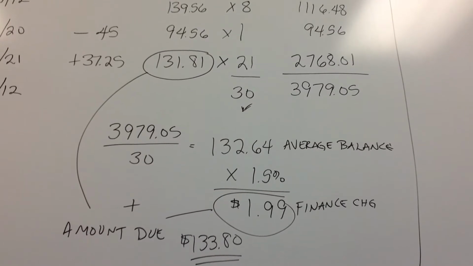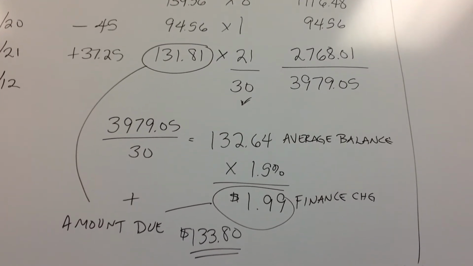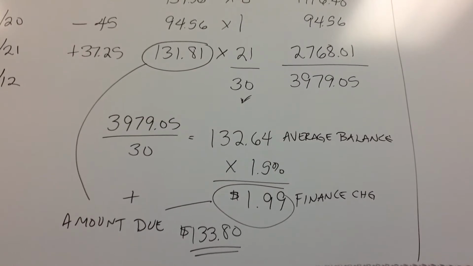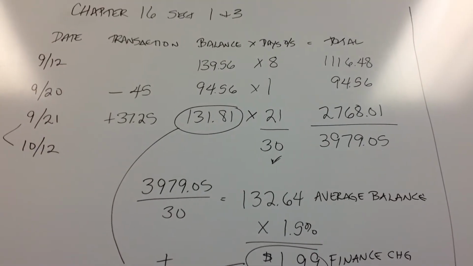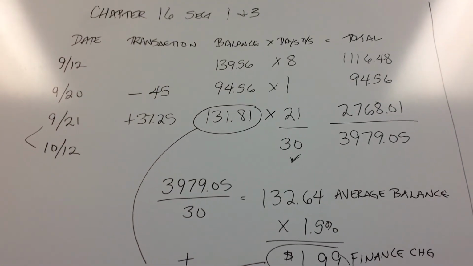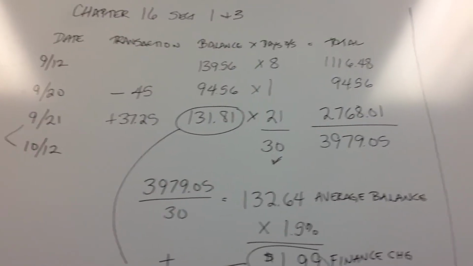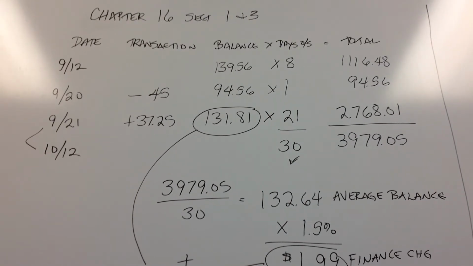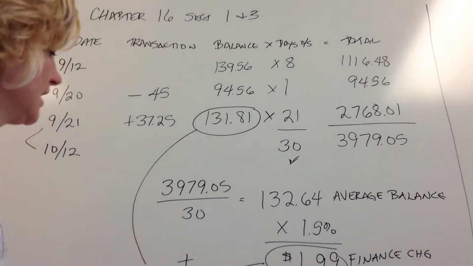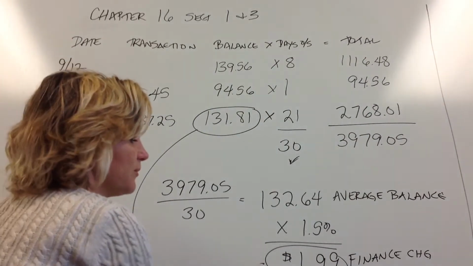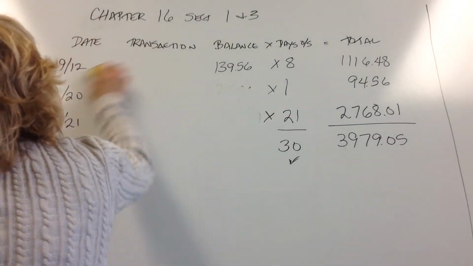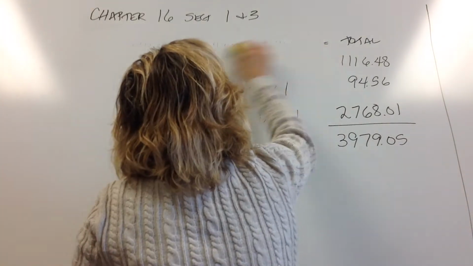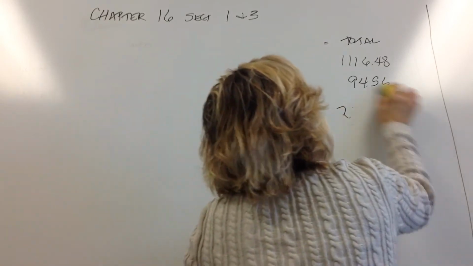All right, so then that is our total problem. So you may have all three of those things: the average balance, the finance charge, and then the amount due. So you'll have a problem like that, probably maybe more transactions, but you set it up the same way and you compute for those same three items. Okay, so that's section 1.